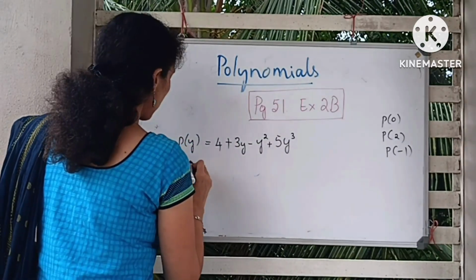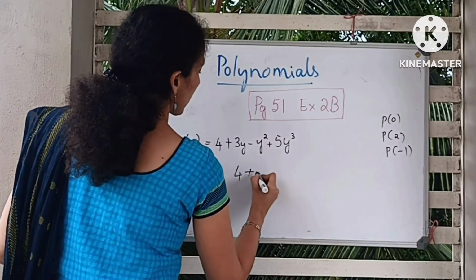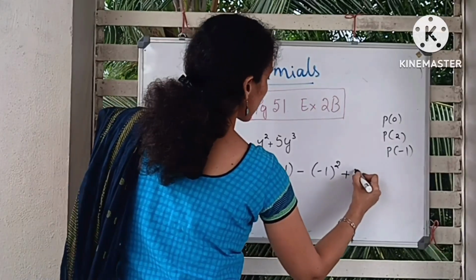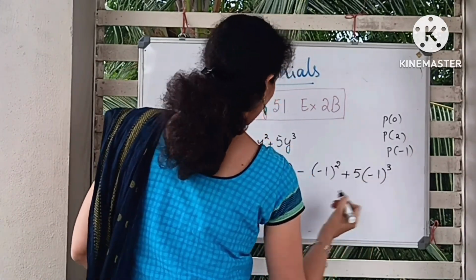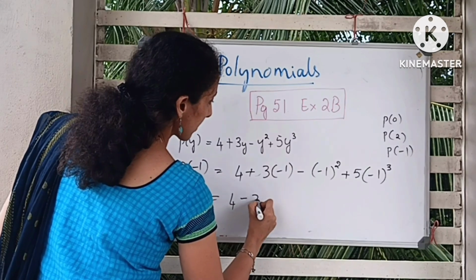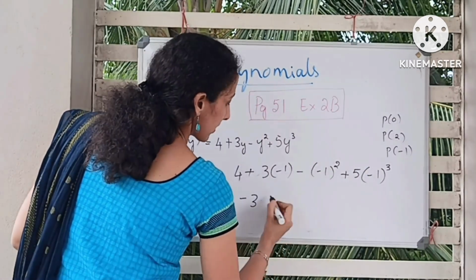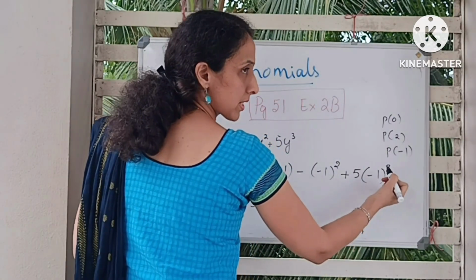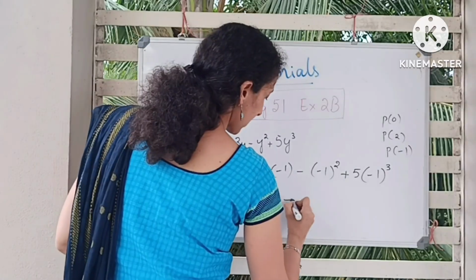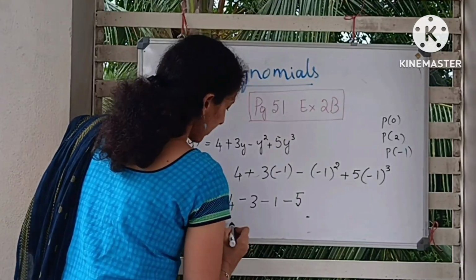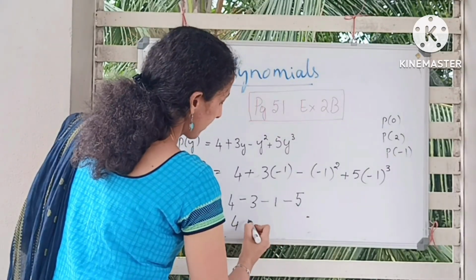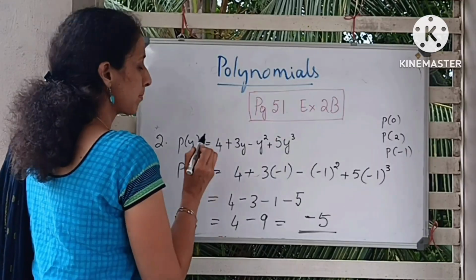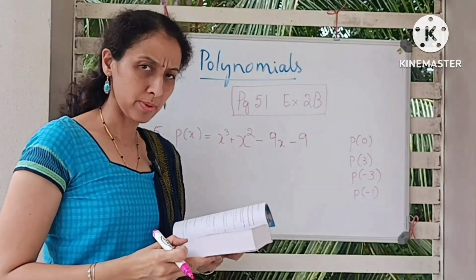Similarly, P of minus 1 equal to 4 plus 3 into minus 1 minus minus 1 square plus 5 into minus 1 cube. This is equal to 4 minus 3, minus 1 into 1, minus 1 it becomes, and here minus into minus into minus, that is minus into 5, minus 5. This is equal to 4 minus 4 minus 5, minus 9 equal to minus 5 is the P of minus 1.